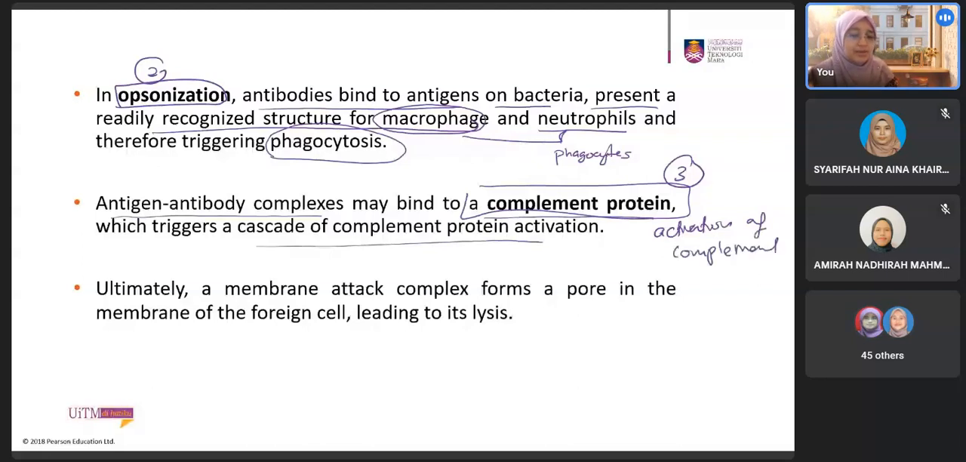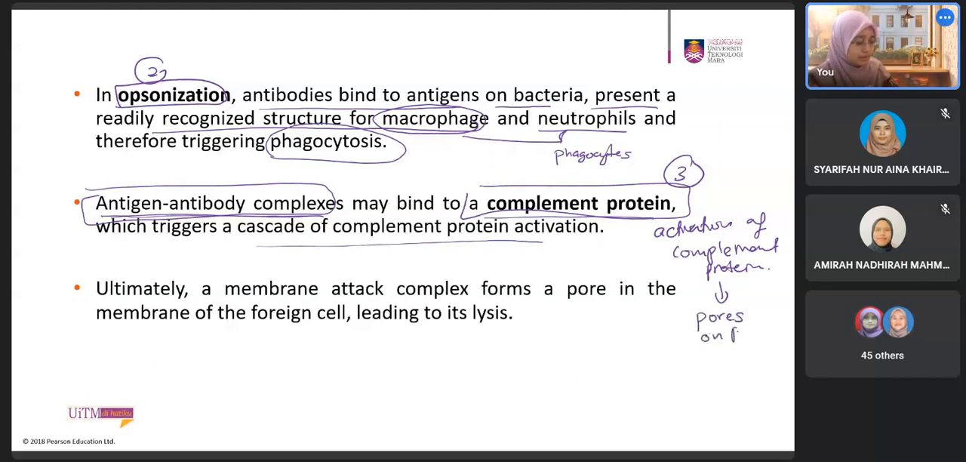Complement protein yang kita tengok hari tu kan, complement system, it consists of several proteins that circulate in your body fluid dalam keadaan tak aktif. But this complement protein, when it encounters this complex, antigen antibody complex, it activates the complement protein. So the complement protein will bind to this complex and trigger a cascade of reactions. What is the reaction? The activation of the complement protein will cause the protein to be embedded in the plasma membrane of the virus to form pores.